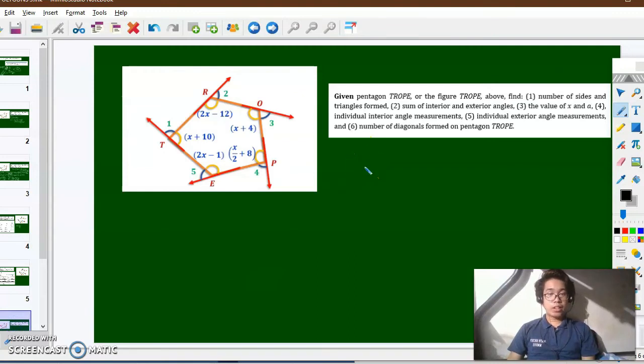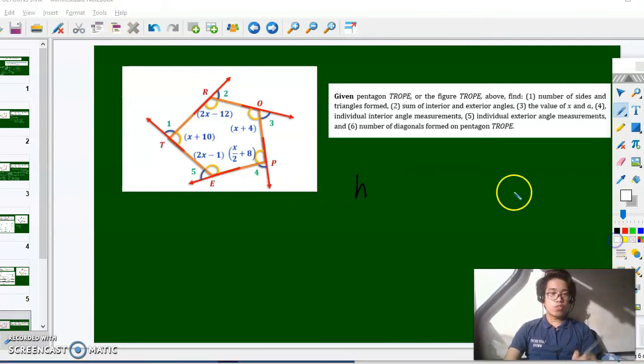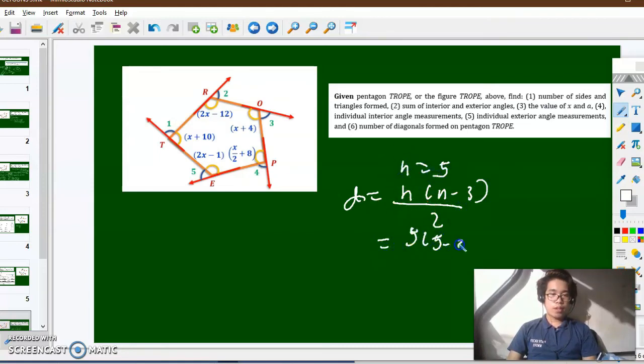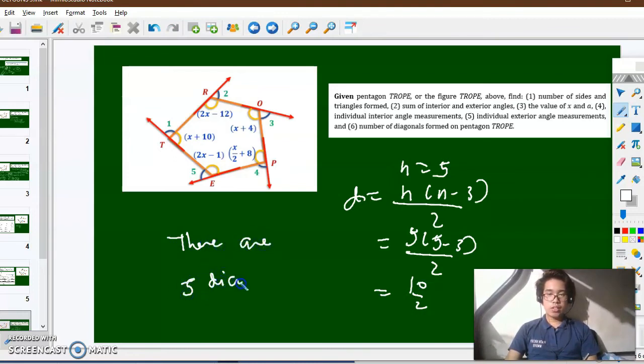So how do you find the number of diagonals for a polygon? That's very easy. We use the formula for finding the diagonals: d is equal to n times n minus 3 all over 2. So what's the value of our n? n is equal to 5, so that's 5 times 5 minus 3 all over 2. 5 minus 3 is 2, so 2 times 5 is 10, and 10 divided by 2 is equal to 5. Therefore, there are 5 diagonals in a pentagon.